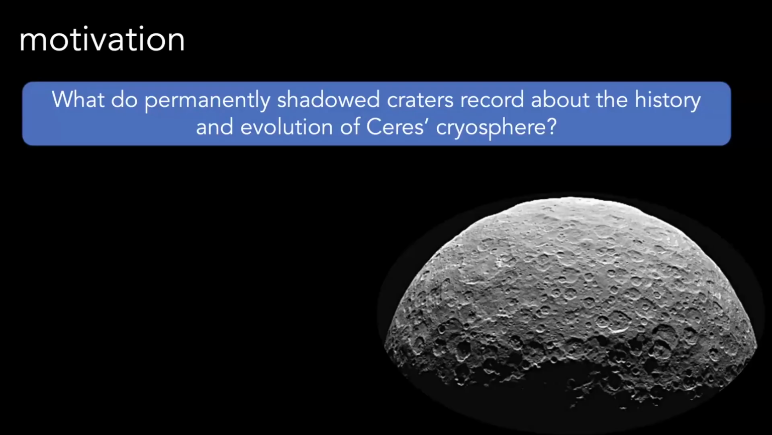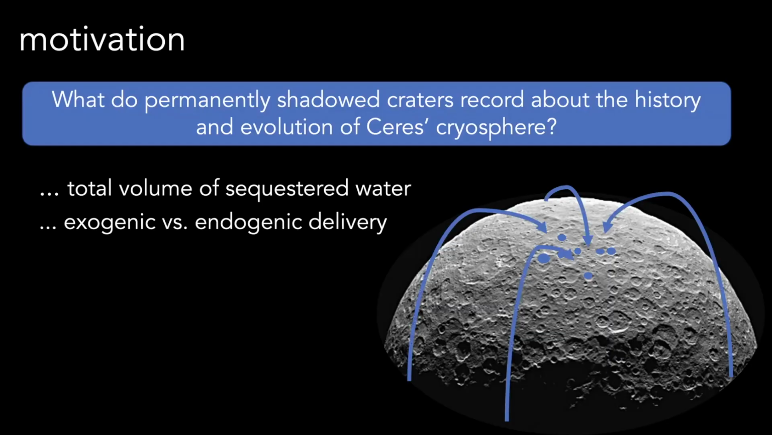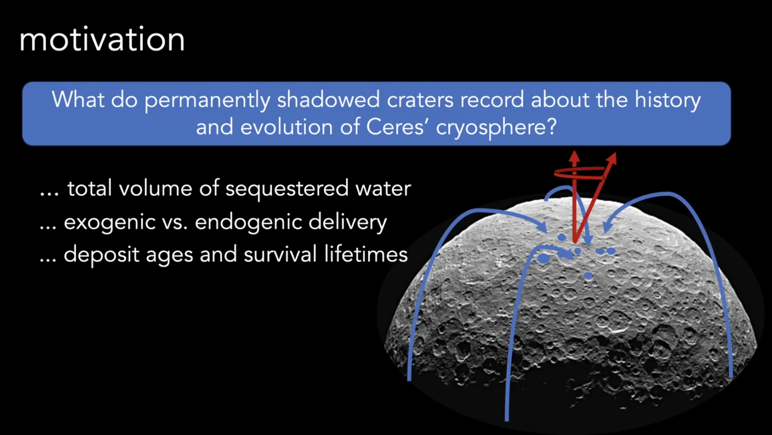So in particular, some of the unanswered questions that we have are, if this bright material that we see in these polar craters is water, how much water ice is actually being cold trapped at the poles? And how does that compare to supply rates from potential sources, both exogenic and endogenic? And lastly, in light of Ceres' significant obliquity variations, can we constrain the ages of these deposits? And do they survive across multiple obliquity cycles? Or is the bright material we see today deposited in the very recent geologic past, in the last few tens of kiloyears?